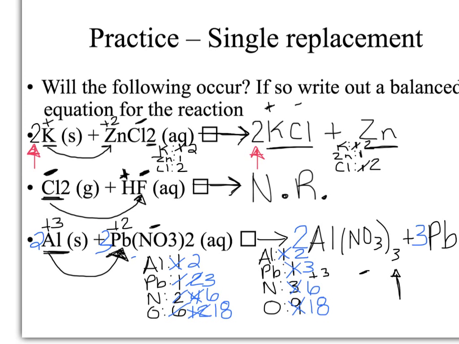You can see my work down here of aluminum having 2 on each side, the lead having 3 on each side, nitrogen having 6, and oxygen having 18. So you should have put a 2 in front of aluminum, a 3 in front of lead, a 2 in front of aluminum here, and a 3 in front of lead.